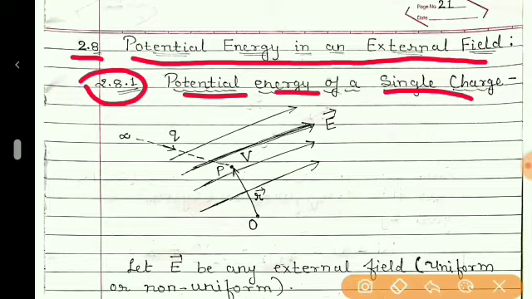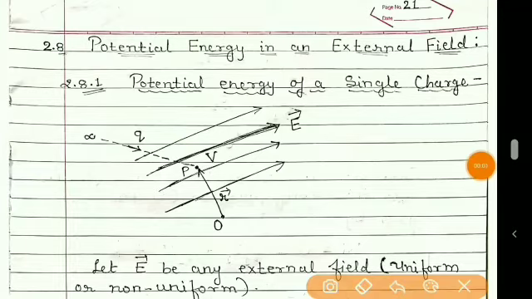Here an external field is given. This field can be uniform or it can be non-uniform, no matter about the type of the electric field. Now in this electric field, if we choose any point P, then that point has its potential. Let this potential at point P be denoted by V.